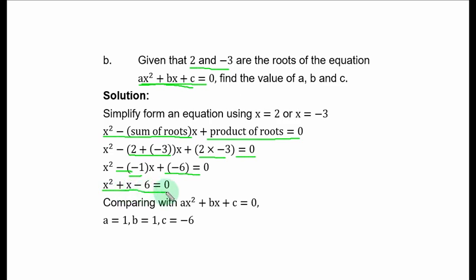If you compare this equation with a s squared plus b s plus c equal to 0, you will see that a is the coefficient of s squared, so a is equal to 1. b is the coefficient of s, b is equal to 1. c is the constant term, the term without s, and c is equal to minus 6.